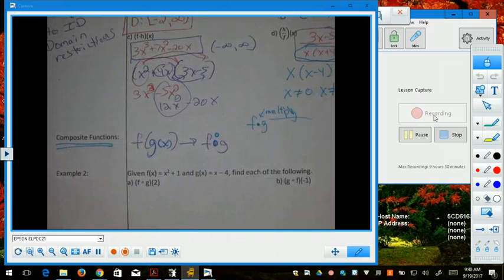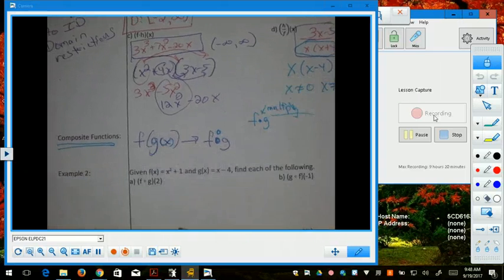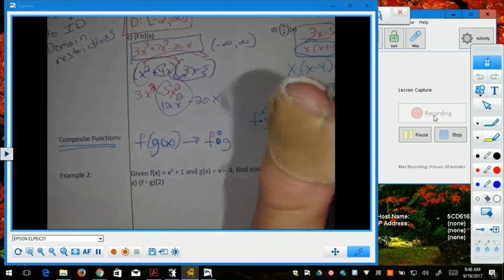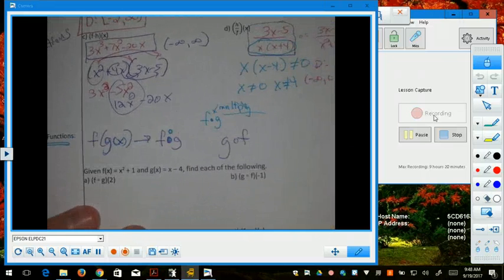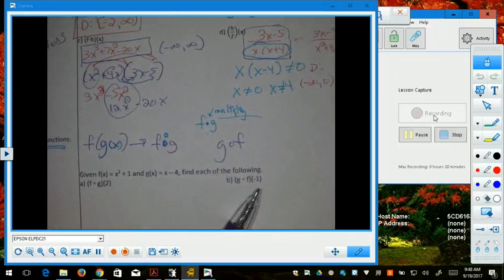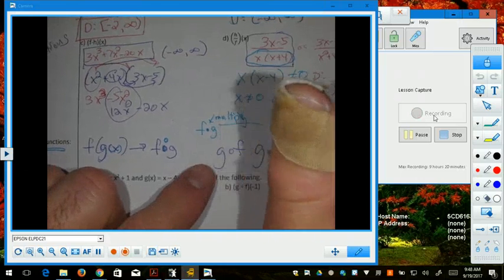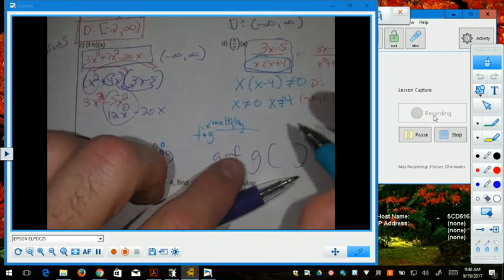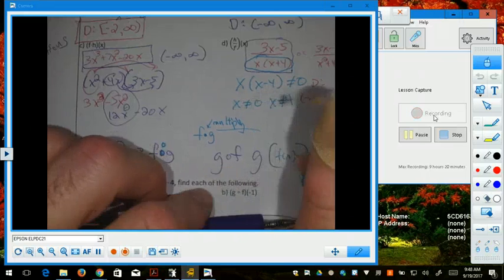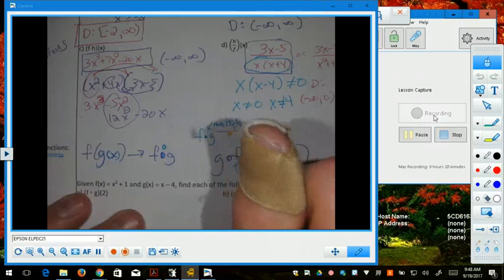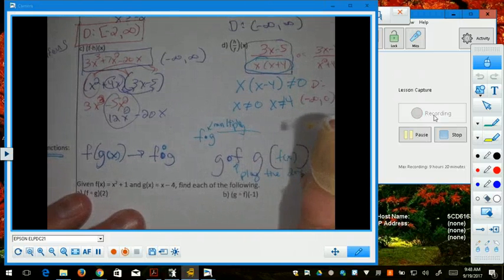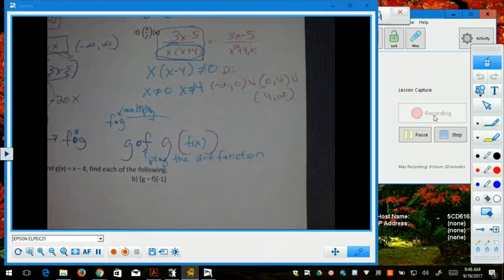So you might see f o g, or you might see g o f, or even h o g. So g o f is read g of f, which means that I'm taking function g, and I'm plugging in the second one, function f. So this symbol means plug the second function into the first.